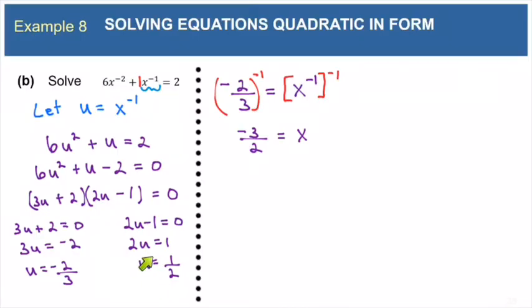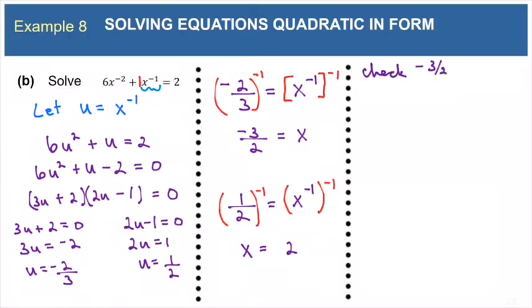You can know in advance that the second one is going to be 2 because the reciprocal of 1/2 is 2, but let's go ahead and show it. If u equals x to the negative 1, then 1/2 equals x to the negative 1. Raise both sides to the negative 1 power, and of course it makes a reciprocal on the left side, and we get x equals 2. Now let's check. So I'm just going to go back to my original equation and plug in the negative 3/2. So I'm going to have 6 times negative 3/2 to the negative 2 plus negative 3/2 to the negative 1, and that's supposed to equal 2.